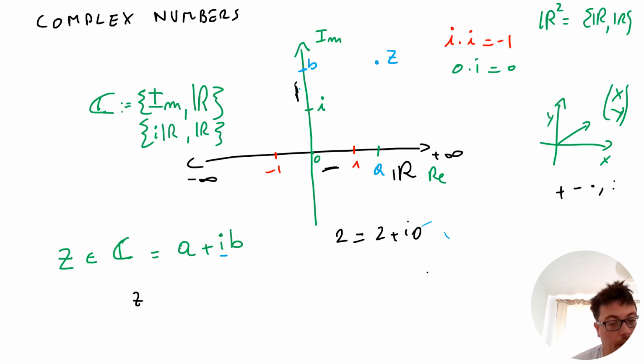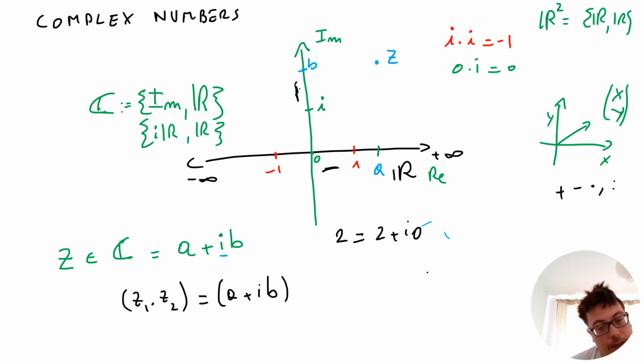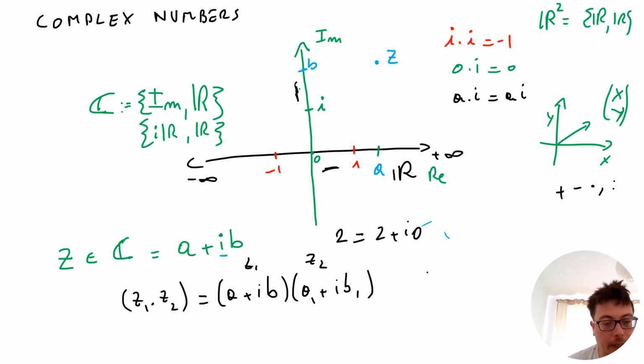If you have z1 times z2, yes, it's easy. Oh yes, sorry, we do it step by step. a plus ib times a1 plus ib1. These are the two numbers, this is z1, and this is z2. Now, we go term by term. We already know that we can multiply a number times i and we get the same number times i, without the dot, if you like.